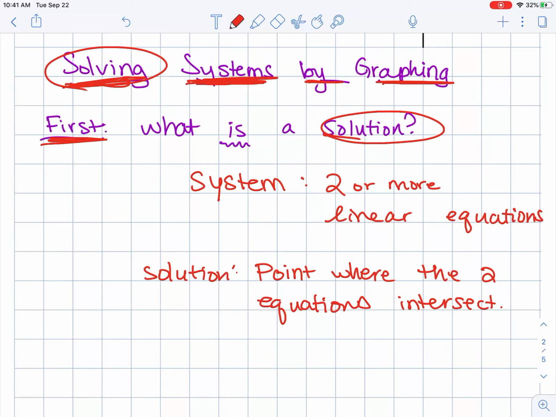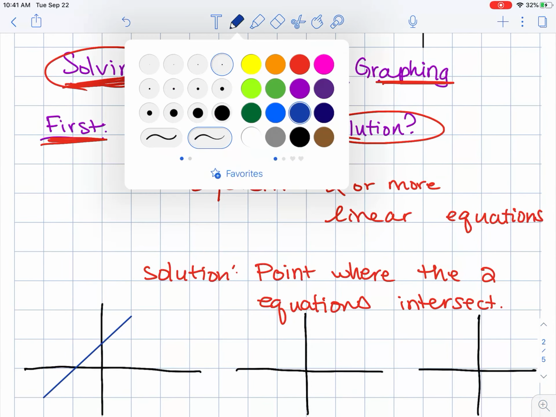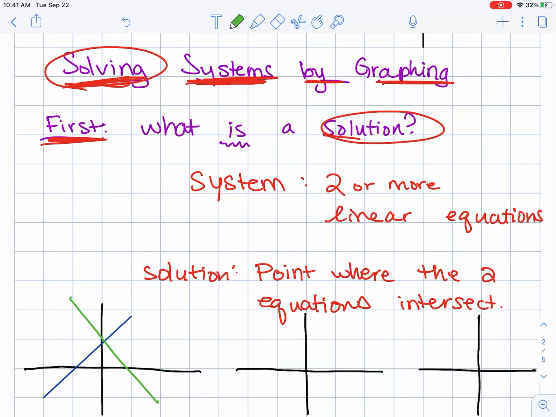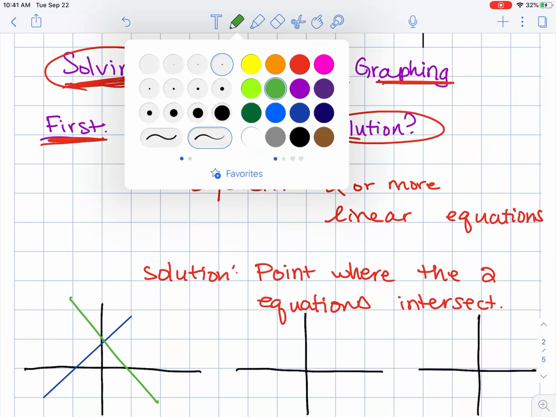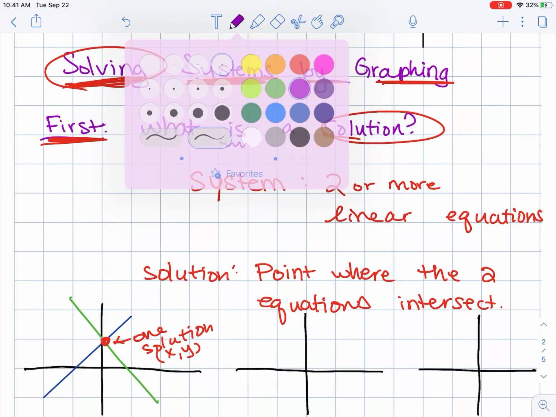Now, there's three things that we're really looking at here. We have kind of 2 or 3 instances of this. So we have this line and this line, right? And we see that they hit each other one time right here. So this one has one solution, and it's at a certain point. We'll call it xy because it's a point.